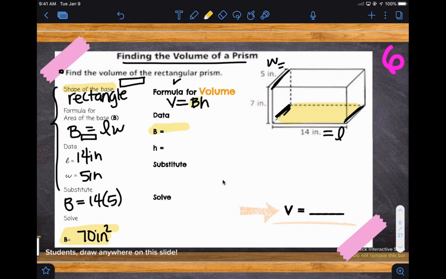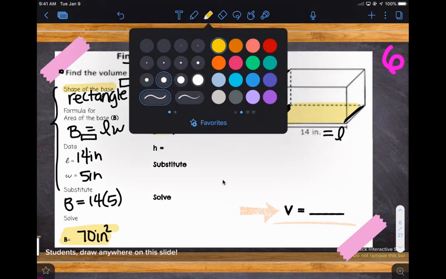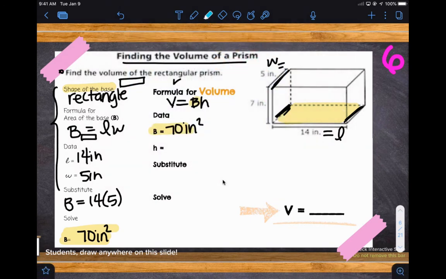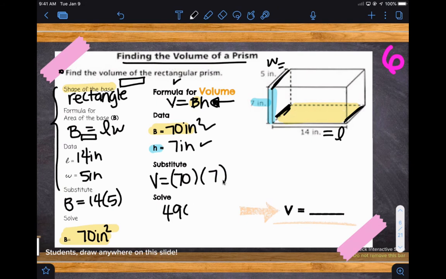We already know this, so we listed on our data for the formula for the volume, which is 70 square inches. Then the height of the prism, which is what we need for the formula of the volume, is the distance between the two bases. And you see here, that is 7 inches. So we substitute these two values in this formula. Volume is big B, or area of the base, times height. So volume equals 70 times 7. In this case, it's going to be 490, right?